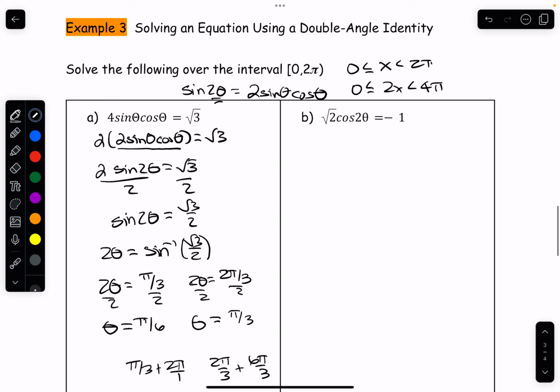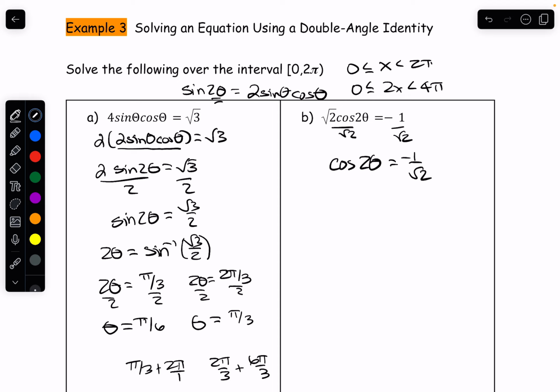And our final example, nothing really that we need to do here. This one's very straightforward. It's almost like a linear. So we can go ahead and divide by square root of 2, which gives us cosine of 2 theta equals negative 1 over square root of 2, which you might not recognize yet, but if we rationalize the denominator, now hopefully you recognize it as square root of 2 over 2.